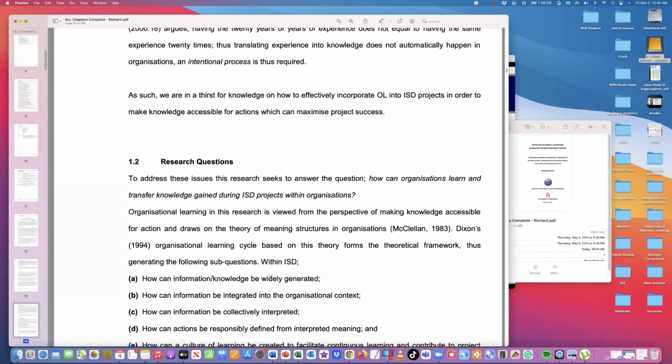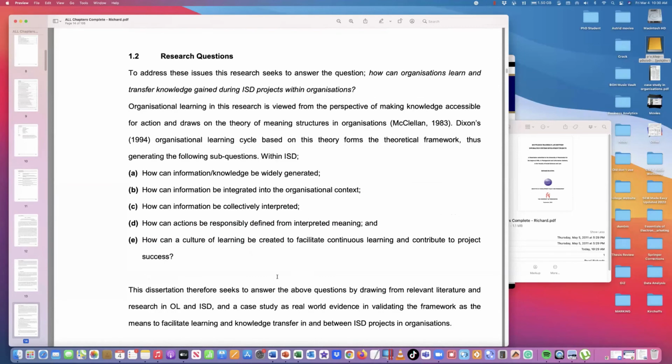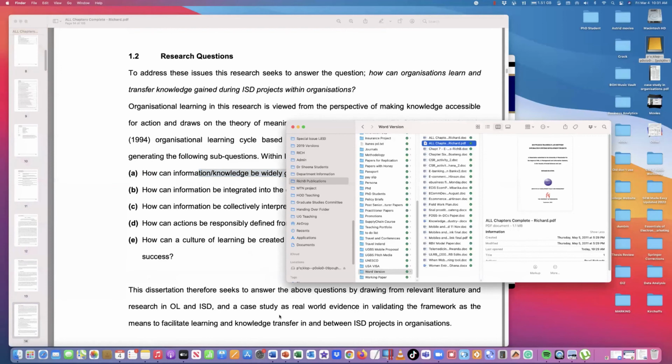This is what you were just asking. Within the ISD, how can information be widely generated? That is one of the dimensions of the theory of meanings, Dixon's organizational learning cycle. Now, somebody says, Prof, this is the organizational learning cycle. So now let's look at what Dixon's organizational learning cycle is.